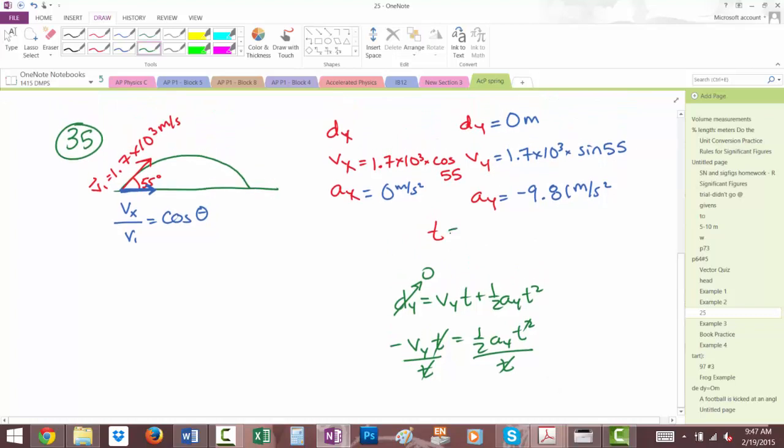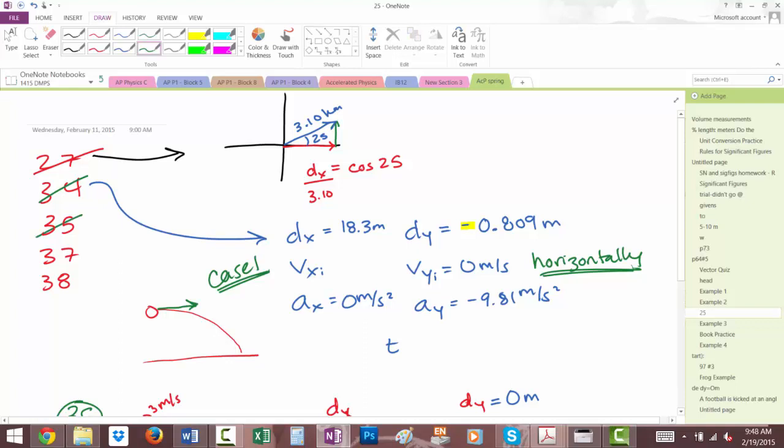Then you get an answer for part B, and then use that to find the displacement in the x direction. Is that okay? Questions, issues, concerns here, friends? We good? All right. 35 is done.